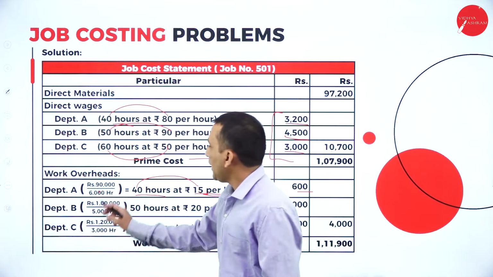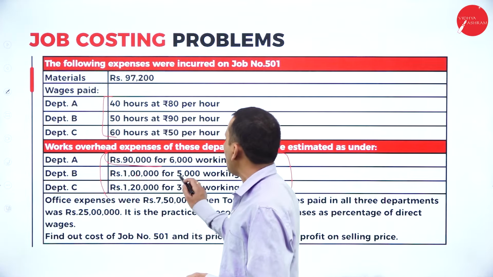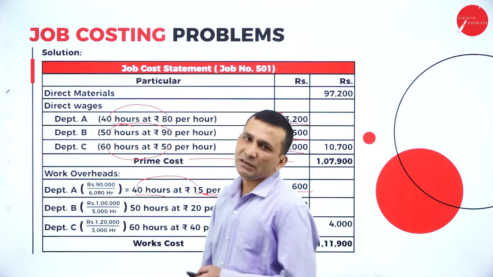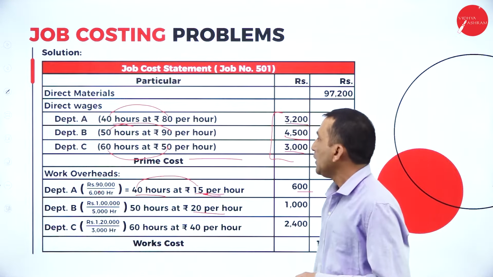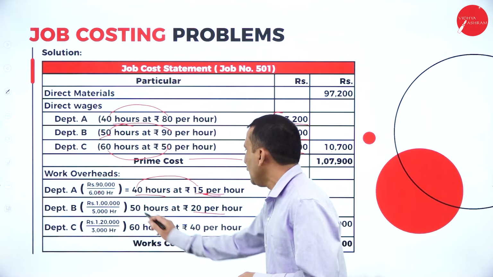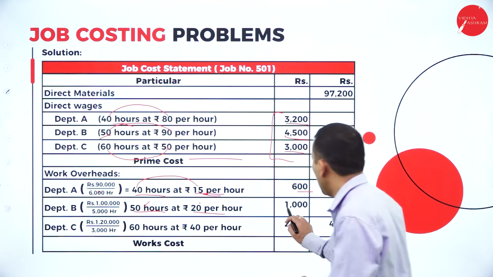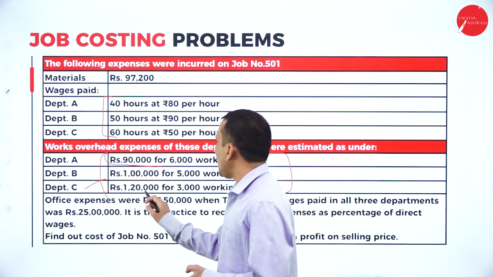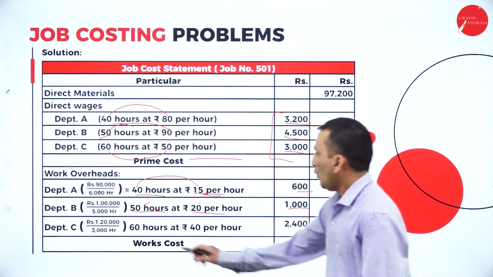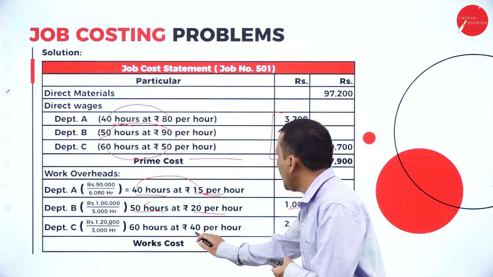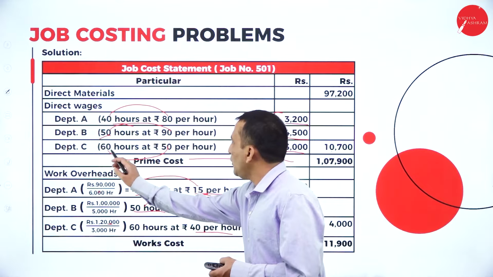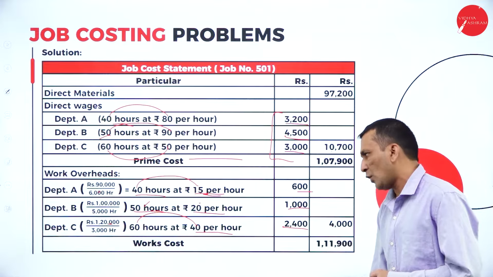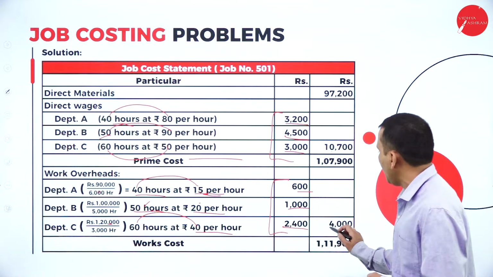Again the same thing for department B. The information given is 1 lakh for 5,000 working hours. So to find out the rate, 1 lakh divided by 5,000, you are getting 20 per hour. Normal working hours for department B is 50 hours, 50 into 20, you are getting 1,000. Again, to find out the rate for department C, 1,20,000 divided by 3,000, we are getting 40 per hour. The normal working hours given in the question is 60, 60 into 40, so 2,400. If you add together, we are getting 4,000.